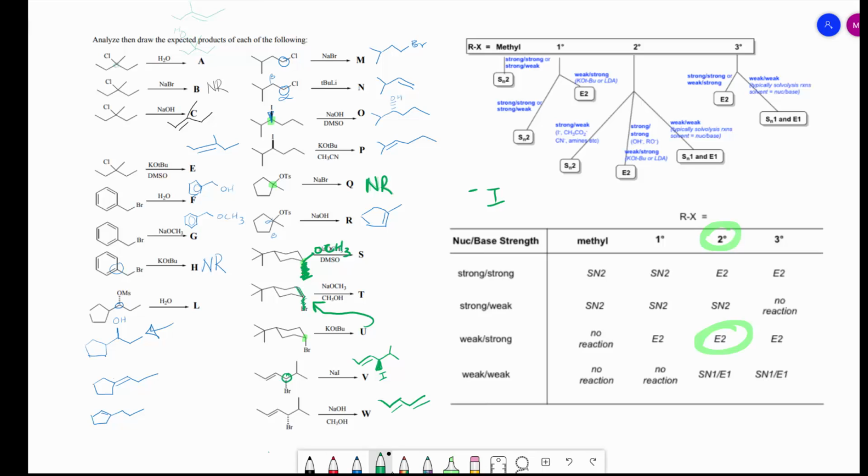And this time, what we'll end up doing is conjugating. So these electrons, although the bromine does leave, it leaves after this hydrogen is removed and the electrons fall here. And we make this conjugated system, which is a special stability state that we will talk about in organic 2.